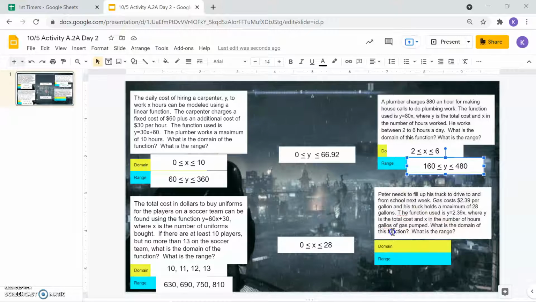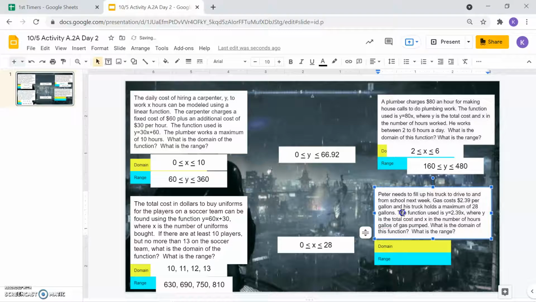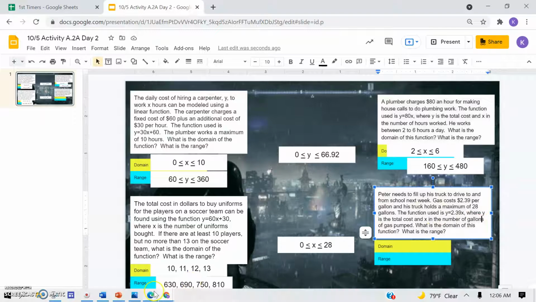And then of course we have the last one, which is this one right here, but let's study it. It says Peter needs to fill up his truck to drive to and from school next week. Gas costs $2.39 per gallon, and his truck holds a maximum of 28 gallons. The function used is y equals 2.39x, where y is the total cost and x is the number of gallons, not hours. The number of gallons of gas pumped. What is the domain and what is the range?